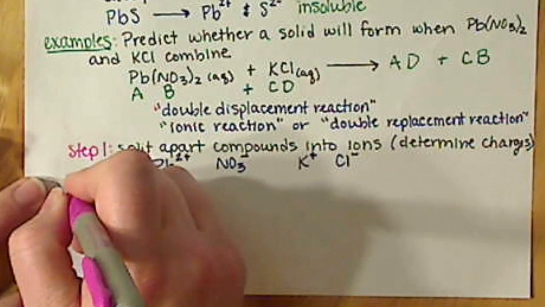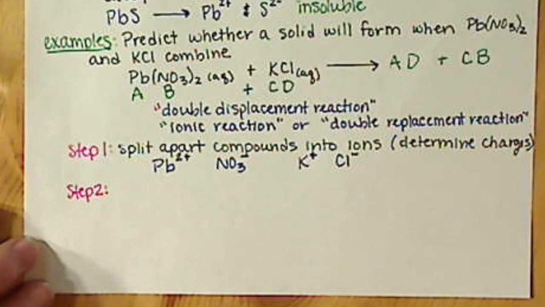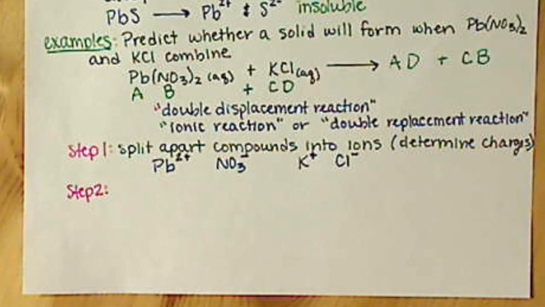So step 2, once we have our ions, now we're going to combine our ions, swapping our partners, and we have to make sure that we balance our charges so that our formula is charge neutral. Following the rules, there's nothing new here. We're just following the rules from chapter 5.